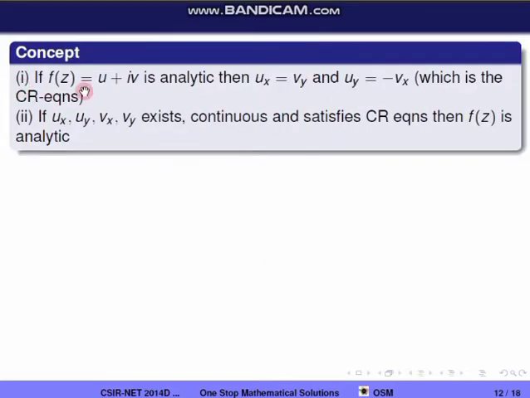If f of z is equal to u plus iv is analytic, then u x equal to v y and u y is equal to minus v x. These two equations are called the CR equations, that is the Cauchy-Riemann equations. If u x, u y, v x, v y exist and are continuous and satisfy the CR equations, then f of z is analytic.